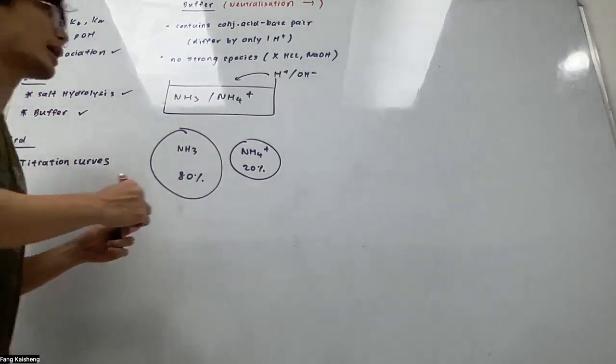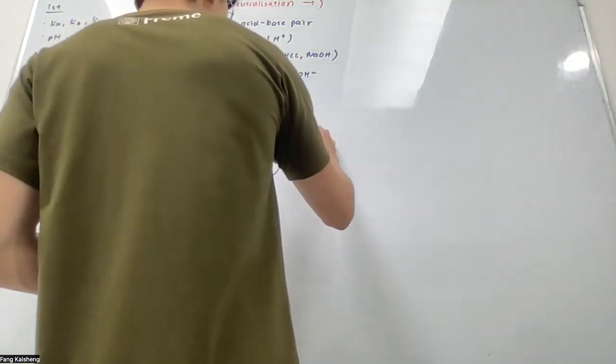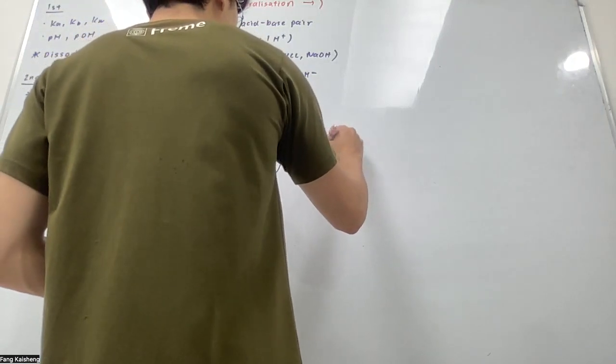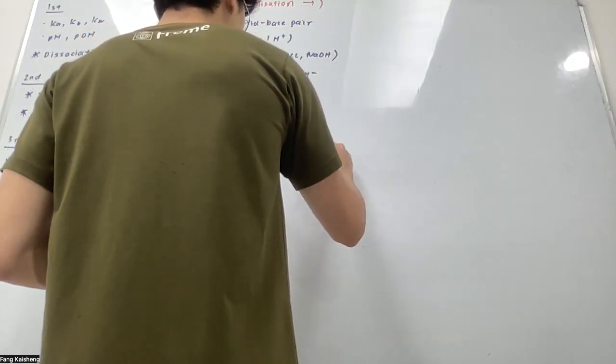I'm going to draw this out. I will get to my point later. This buffer is better at removing H plus. I'm pretty sure you all know why already. You have more base.